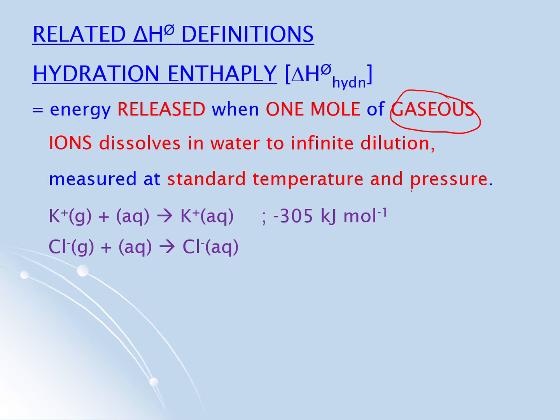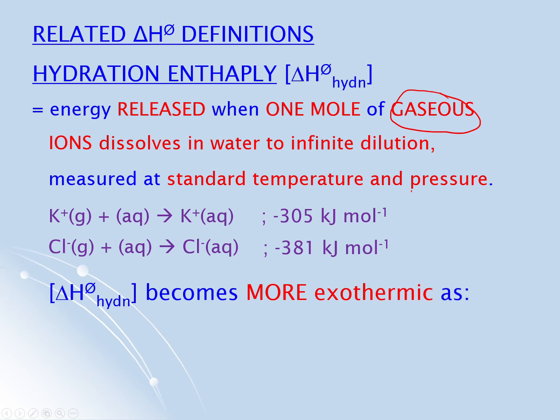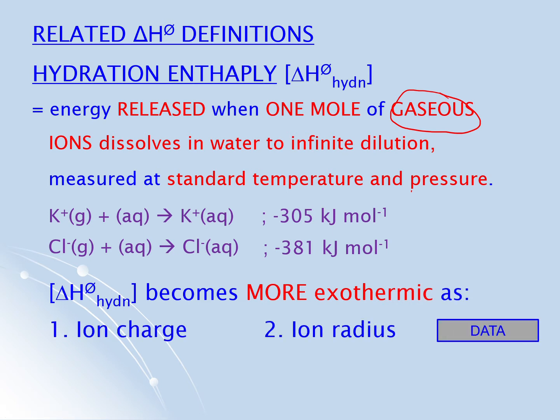Okay, so it's just the gaseous ion, not the gaseous atom, not the gaseous molecules, not the compound itself. So it's pretty straightforward. Okay, and again it'll become more exothermic the greater the charge in the ion, and the more exothermic the smaller the radius of the ion. Okay, so similar to the reasoning that we've had previously.